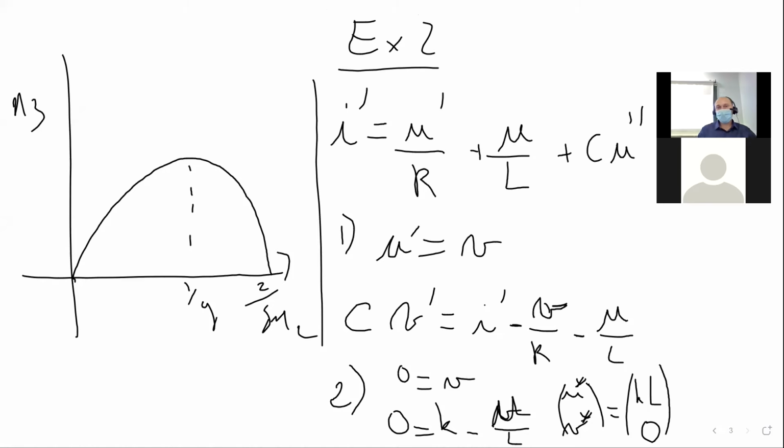So this is the solution of exercise 2. You have to solve this equation. So if you set U prime equals V, you obtain this equation. And then stationary solutions are obtained by setting U prime equals V prime equals 0. And then you obtain that the stationary solution is given by U star, V star equals KL and 0.